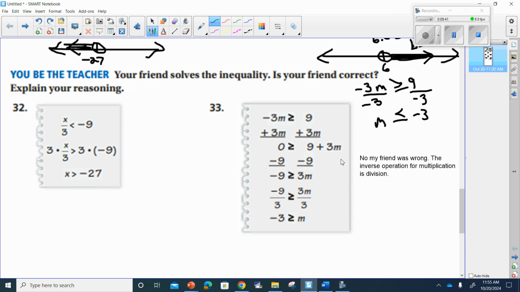It doesn't say to graph it, so I don't need to. But it did ask for a reasoning. The reasoning is the inverse operation of multiplication is division. And that's what we did here.